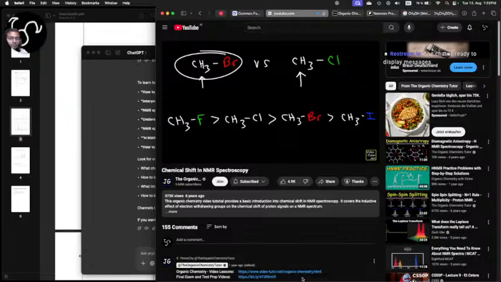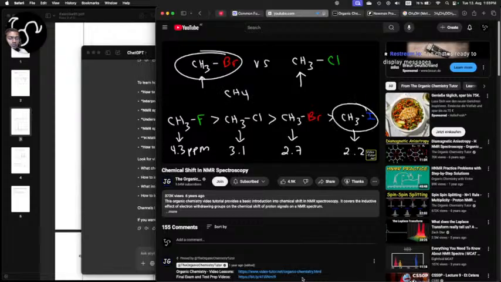Now, according to one textbook, here are the values for these compounds. The chemical shift for methyl fluoride, that is the protons on it, is about 4.3 ppm, or parts per million. For methyl chloride, it's 3.1. For methyl bromide, it's about 2.7. And for methyl iodide, 2.2. Now for methane, if you want to compare that to methyl iodide, it's much less. It's going to be about 1.0 ppm. So the presence of a halogen will greatly increase the chemical shift of these compounds.